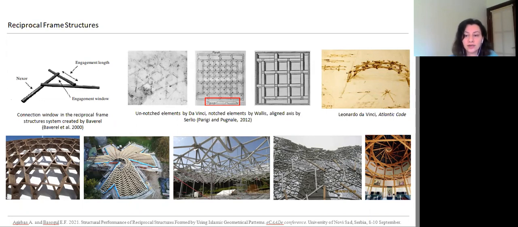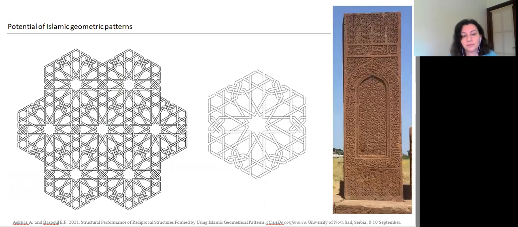So in the slide, you can see some early examples of reciprocal frame structures. And at the lower part of the slide, you can see some contemporary examples of reciprocal frame structures. And we saw that there is potential in Islamic geometric patterns to be a reciprocal frame structure.